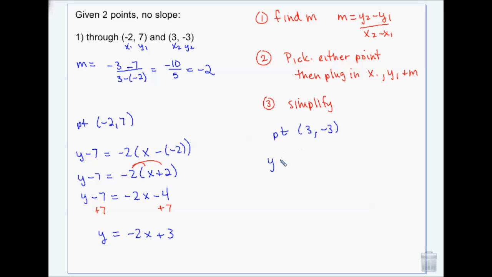If I use the point 3, negative 3, I get y minus negative 3 is equal to negative 2 times x minus 3. Looks completely different, right? So I get y plus 3 is equal to negative 2x plus 6. And then I subtract 3 from both sides, and I get y equals negative 2x plus 3. So it really does not matter which point you pick. You don't have to worry that if you pick the wrong point, you're going to be wrong, because they're both on the same line.